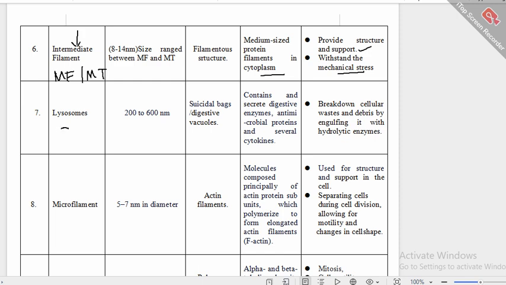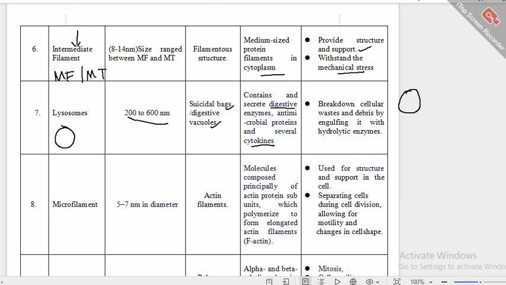Next one is lysosomes. These are one of the smallest subcellular organelles of a cell, 200 to 600 nanometer in size. They are known as suicidal bags or digestive bags because they break down cellular waste and debris by engulfing it. They have digestive enzymes and cytokines too, and they show antimicrobial properties.